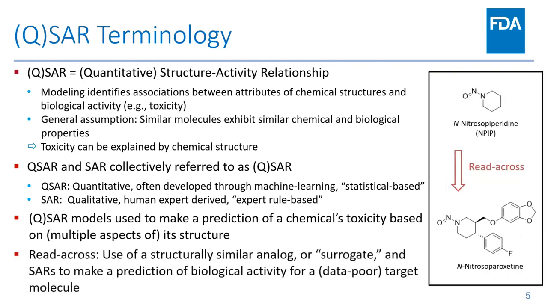Read across is a manual structure-activity relationship approach where we would use a structurally similar analog to our data-poor target molecule and then use the data for that similar analog or surrogate molecule to read across to our target molecule, such as in the example that I've shown here on the right-hand side, where data for NPIP could be used to read across to the NDSRI shown below.